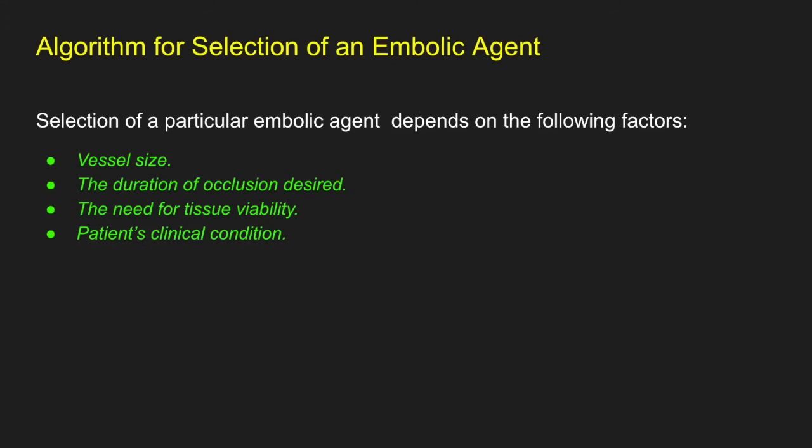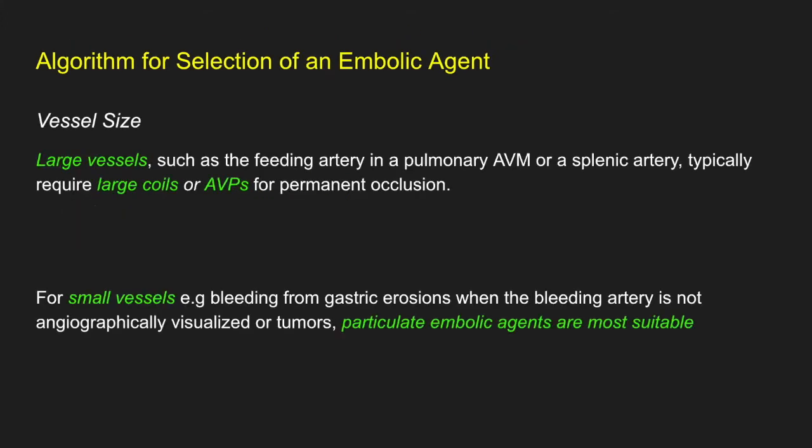Now we have seen all of these embolic materials in different groups. Now you should know the algorithm for choosing these embolic materials in different scenarios. These different scenarios actually depend on the vessel size that you're going to occlude. It depends on the duration of occlusion desired, whether you're going to use a permanent or a temporary embolic material. Also, it depends on the need for tissue viability. And lastly, it also depends on clinical condition, whether you have a stable patient or an unstable patient. So we'll see how this works.